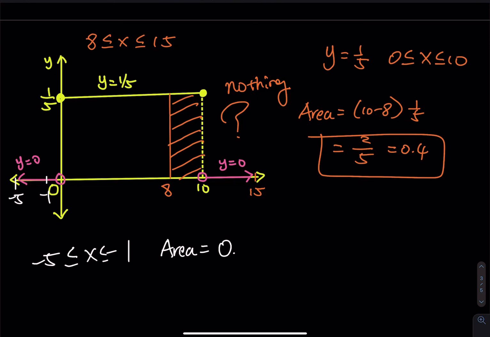If x is less than 0, what is the function? The function is y equals 0. So the y equals 0 line lines up perfectly with the x-axis, so there is no space, no area under y equals 0. All right, so that is the end of this video.